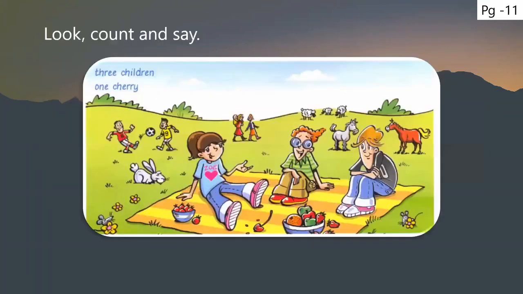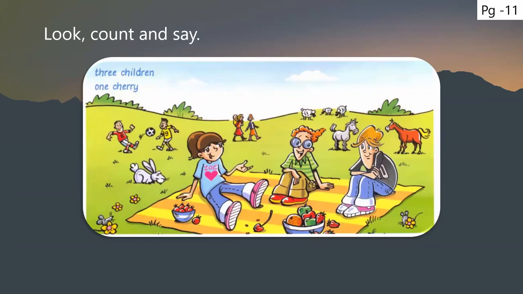six glasses. Okay, so for this part, you have to look at the picture and count the numbers. Count how many there are, and then you have to say it. After that, we're going to check. Please check yourself, whether you understand singular and plural nouns.